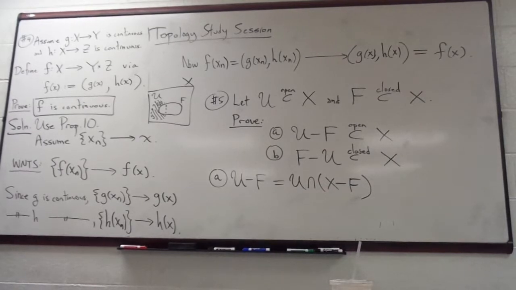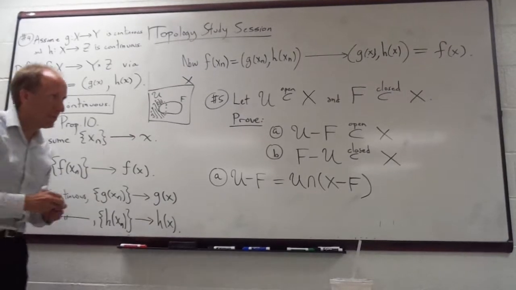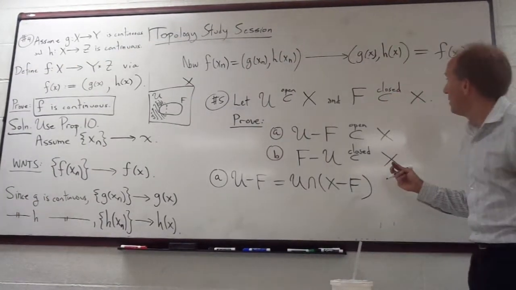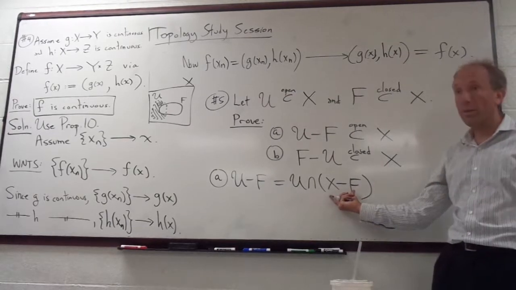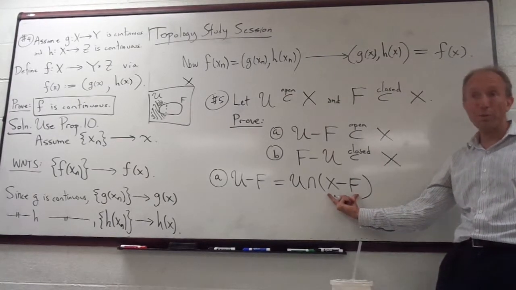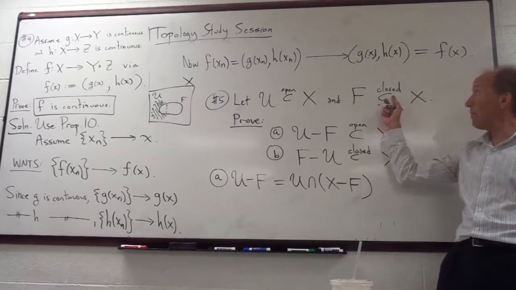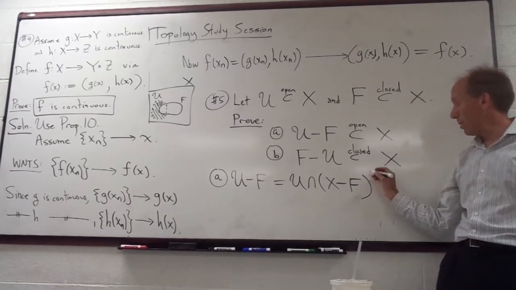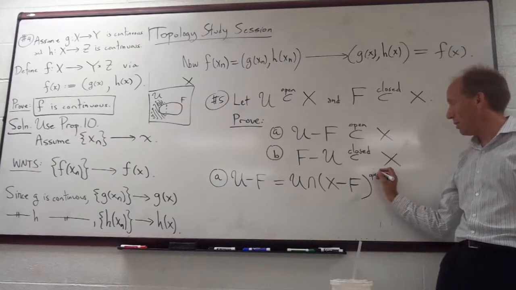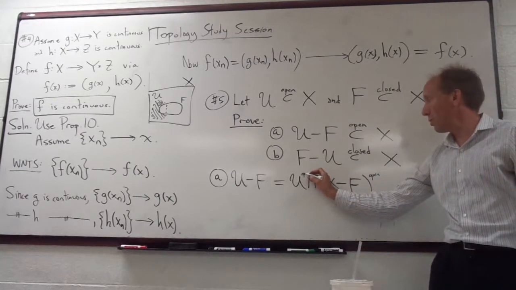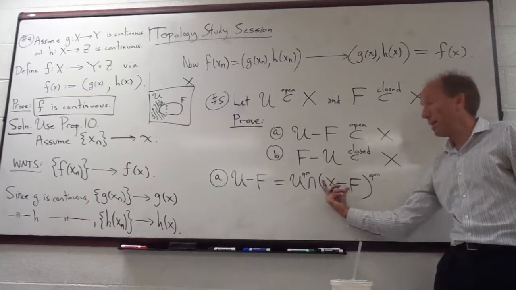Do you know why this is open? Because by definition of a closed set, F is equal to X minus U, where U is the open set. Okay, so this set here, is this open or is it closed? It is open, because F is closed, so the complement of it is open, right? And U is also, by assumption, open, right? So we're doing an intersection.